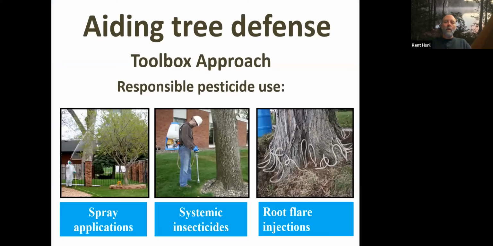And keeping in mind what our goal is: to aid in the tree defense. A really important part of IPM is that we use pesticides, but use them responsibly as part of this toolbox. It's not all about pesticides, but when you need to use them, you use them responsibly, and they can fall into spray applications or systemics that we'll talk about, or there's a whole array of root flare injections that could be pesticide things, or a lot of fungicide based things too, for root flare injections or macro infusions.